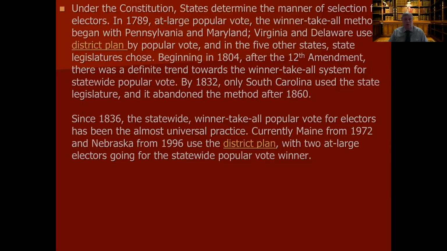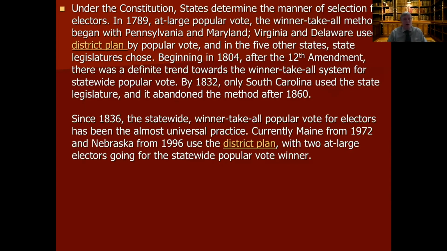Under the Constitution, states determine the manner of selection for the electors. And if you read the notes of the Constitutional Convention, you'll see that there was a considerable discussion of how the electors should be selected. Hamilton proposed a district plan, which we're going to talk about in a second. But others wanted to leave it up to the states as to how the selection of the electors should occur.